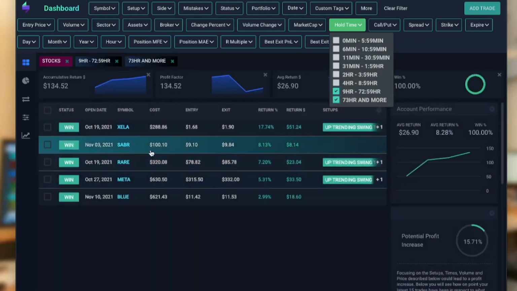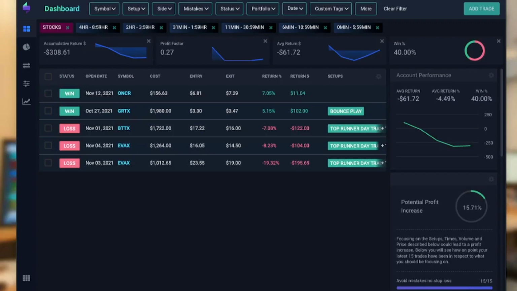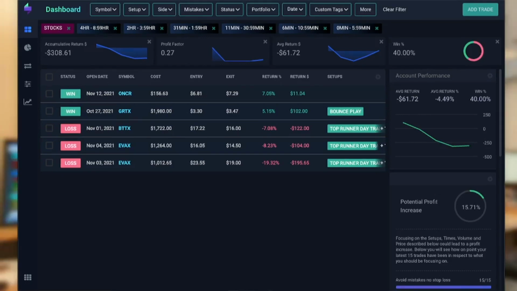As you can see, my swing trade percentage was 100%, whereas my day trade percentage is a negative 4% average return with an average monetary loss of $61 per trade with a 40% win average. That means I clearly over allocated on my day trades and needed to adjust my plan when it comes to equities. There are also some cool features here for options contracts as well.